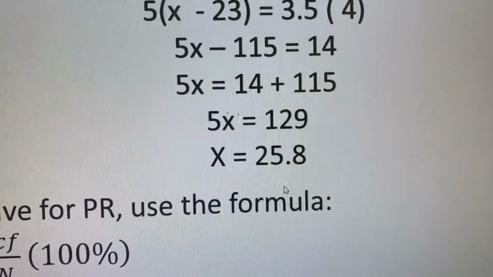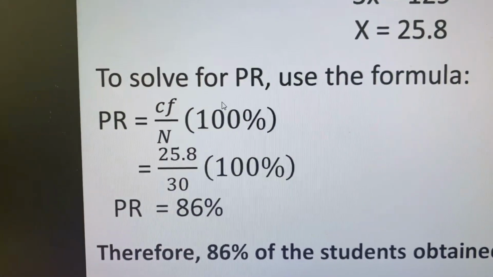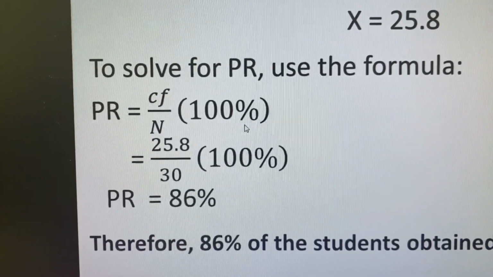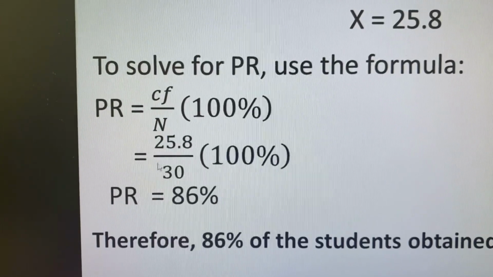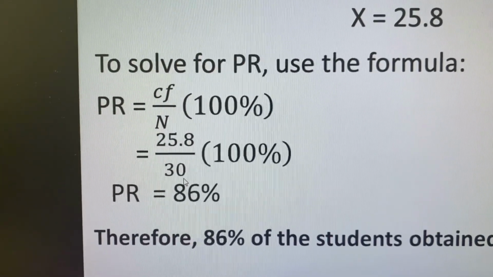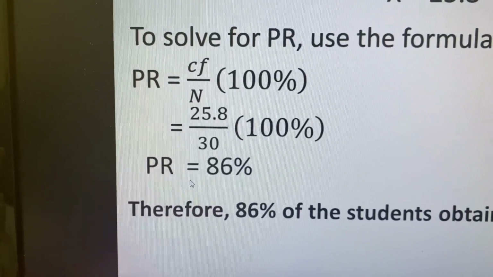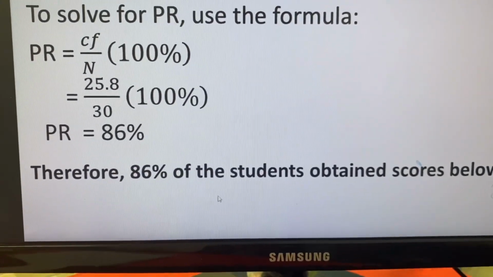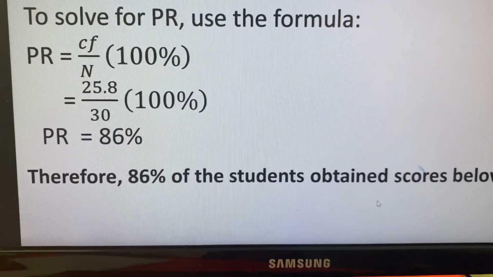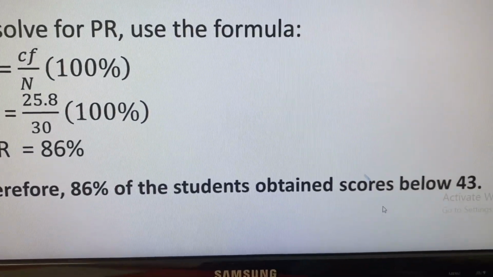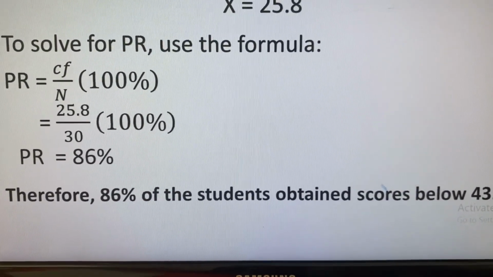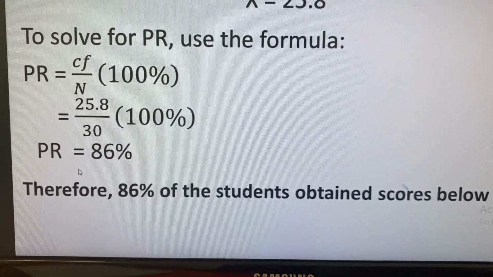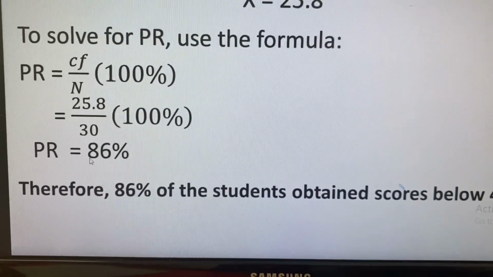So once you have the value of x, to solve for PR, use the formula. PR equals CF divided by N times 100%. So substitution, we have now 25.8 over 30 times 100%. So we get PR equals 86%. So to write your conclusion, therefore, 86% of the students obtained scores below 43. So that is the final answer. The percentile rank of a student who got a score of 43 is 86%.